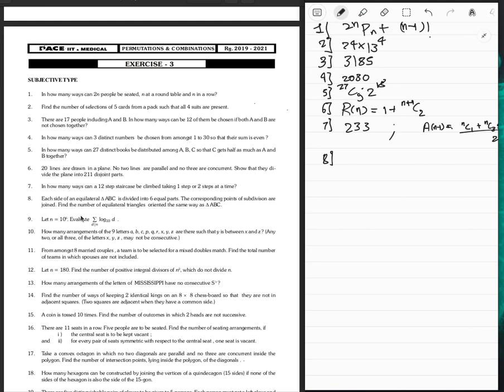Corresponding points. What does that actually mean? Each side is divided into 6 equal parts. The corresponding points of subdivision. Number of equilateral triangles oriented the same way as triangle ABC. Oh, I see what's happening.